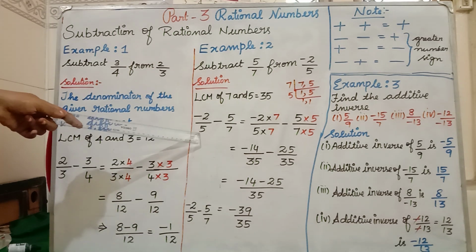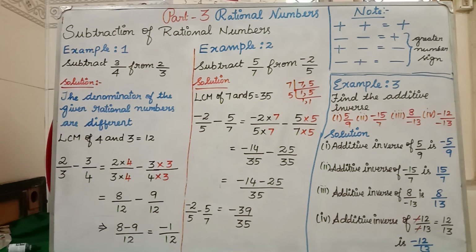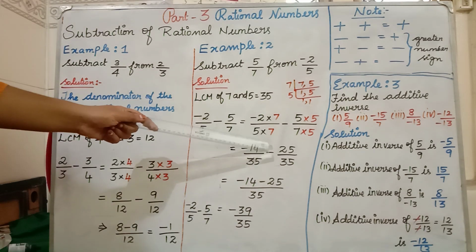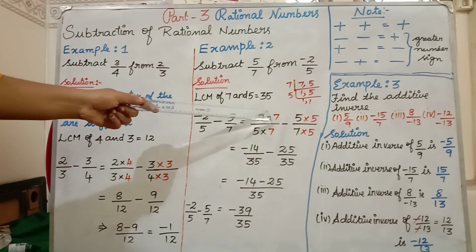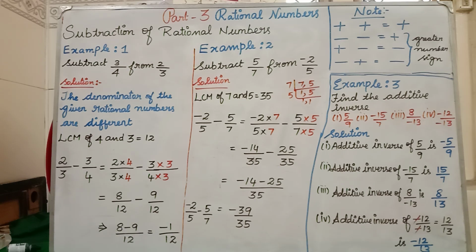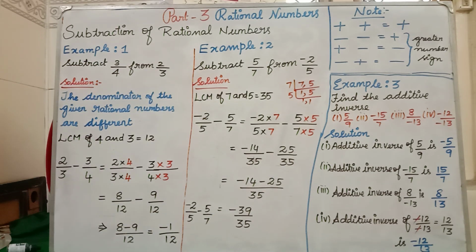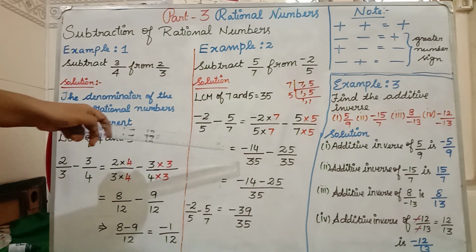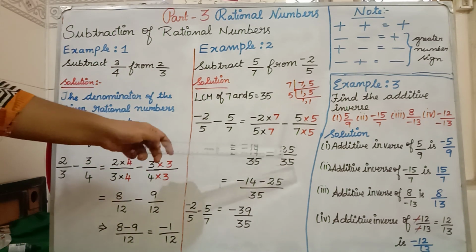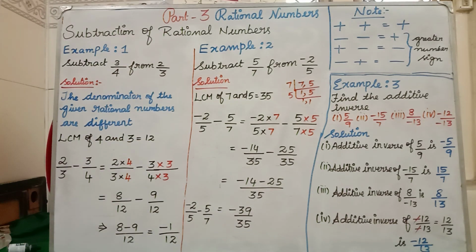So, in the 5 table, how many times will 35 come? 7 times. So multiply that 7 to the numerator and the denominator. Similarly, in the 7 table, how many times will 35 come? 5. Multiply to the numerator as well as the denominator. So, minus 14 divided by 35, minus 25 divided by 35. We have arrived at the same denominators.